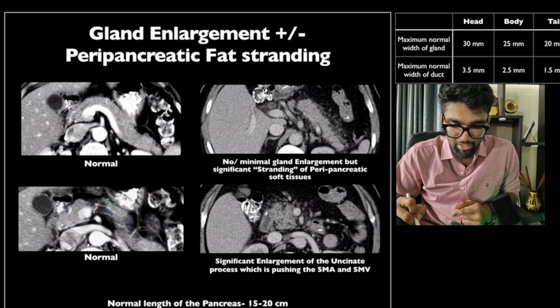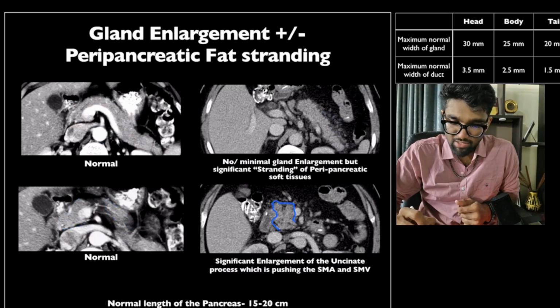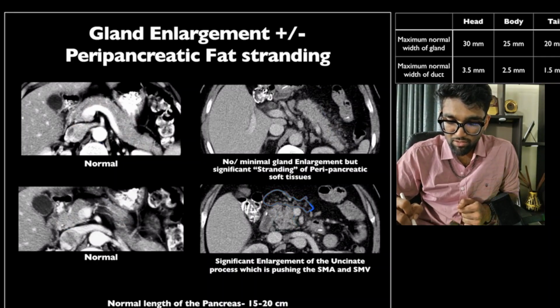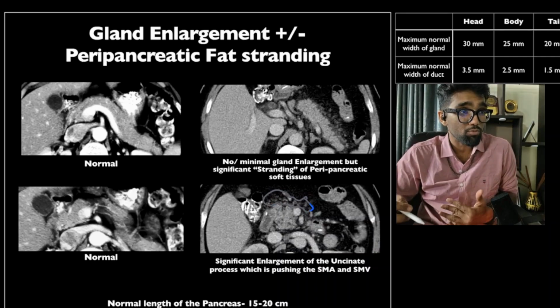Now here, this is completely normal, but here you see that the uncinate process and the head are highly enlarged in size. Okay, there is some stranding there. These are these structures on the side. There is some stranding, but the enlargement of the head is the more prominent finding.